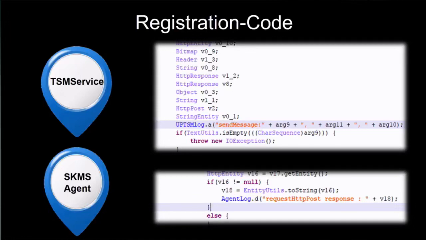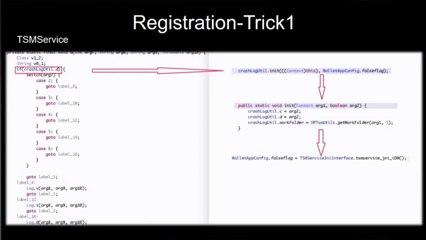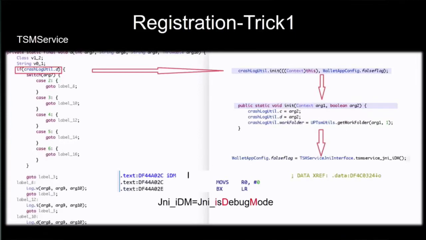So let's first look at the TSM service. This is a code snippet of how they control the log. We traced where the value comes from, and I found it comes from a JNI function method. What is this? Disassembling this method, it always returns false. If it returns false, no log is done, so the best way for us is to just patch this lib and write it back, which will not trigger any check. That's the first trick to enable the debug log.